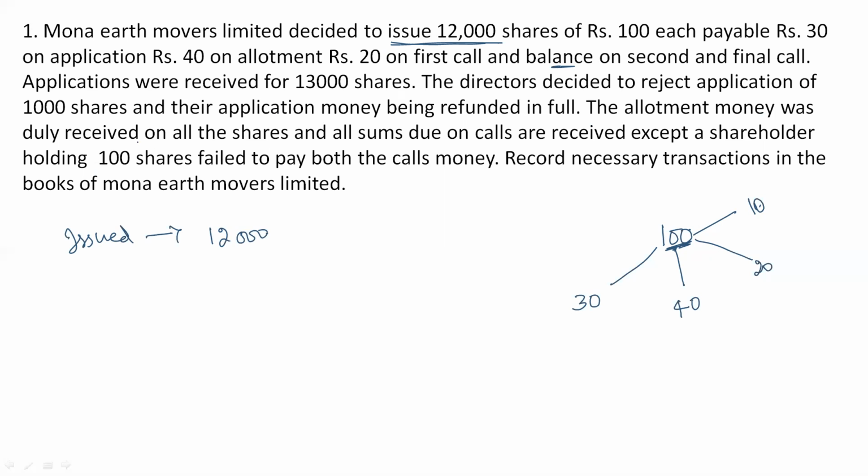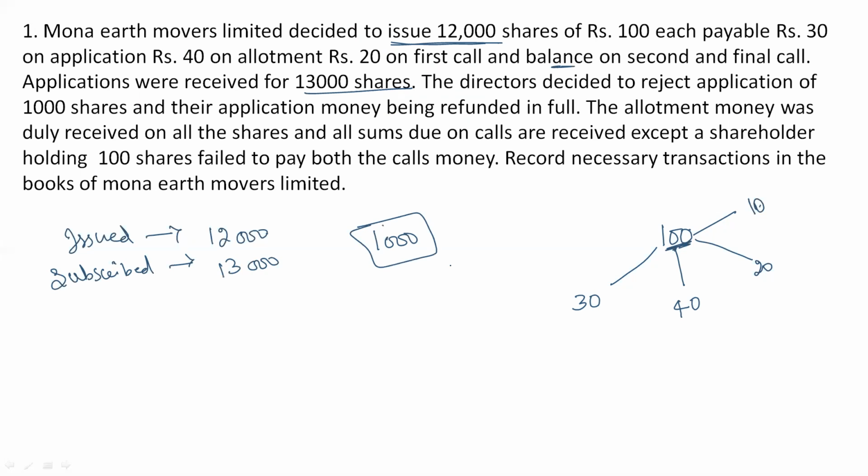Then applications were received for 13,000 shares. Now you see, the company wanted to issue 12,000 shares, but received applications, or people subscribed, for 13,000 shares. So here 1,000 shares are extra. It means this is a case of oversubscription, right? When people are demanding more shares than the company wants to issue, that case we call oversubscription. In that case, the company has two options, as we have discussed in the previous video also.